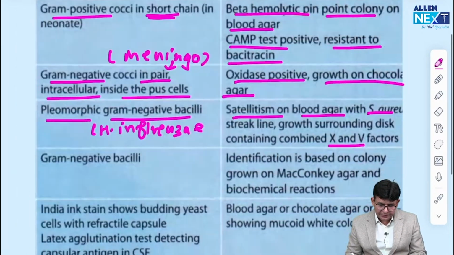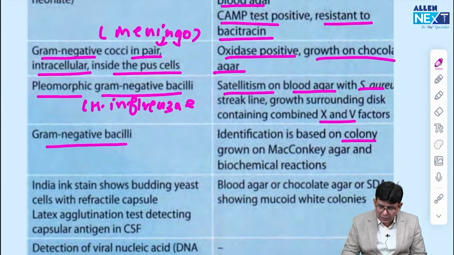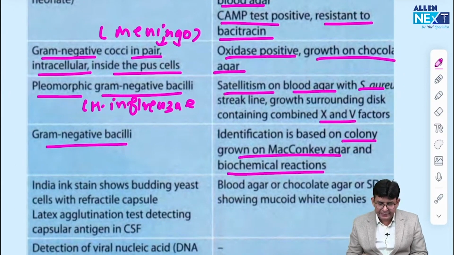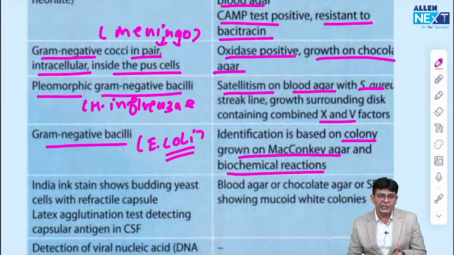Now this one, a gram-negative bacilli, and the identification is based on colony grown on MacConkey agar and the biochemical reactions. So MacConkey agar has come into the scene, along with biochemical reactions like IMViC. I am telling you that IMViC is plus plus minus minus. So which organism am I talking about? I am talking about E. coli, guys. And if I want to change it to Klebsiella, IMViC is minus minus plus plus. Is it fine?